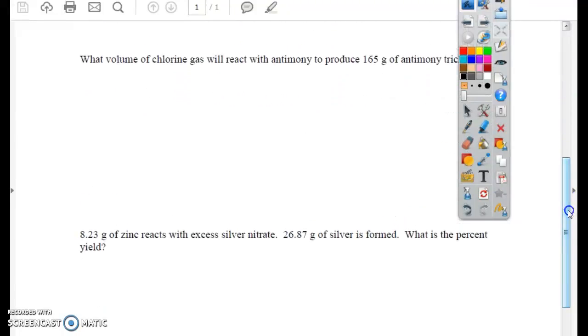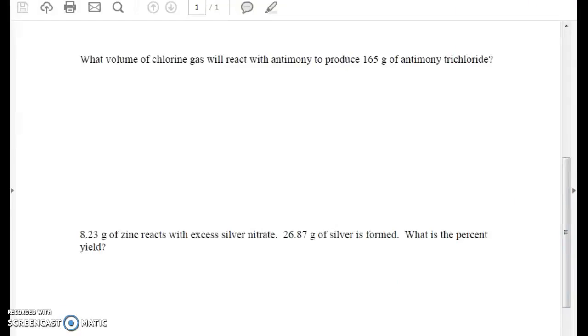Alright, now this one brings up volume. What volume of chlorine gas will react with antimony to produce antimony trichloride? Well, chlorine gas, that is diatomic, so that's Cl2. It's reacting with antimony, which is just Sb on the periodic table, and antimony trichloride. With that prefix in there, it is telling you that it is a covalent compound. There's no charges you have to look up. There's no prefix for antimony, so that's saying 1 antimony. Tri means 3, and that's going with chlorine.